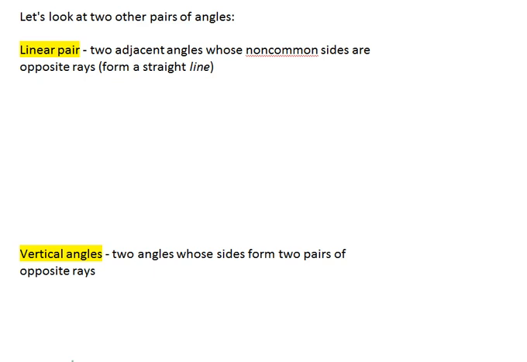Our last two pairs of angles are a linear pair and vertical angles. For a linear pair, the definition that your text gives you is two adjacent angles whose non-common sides are opposite rays. What this looks like is if we have one angle.